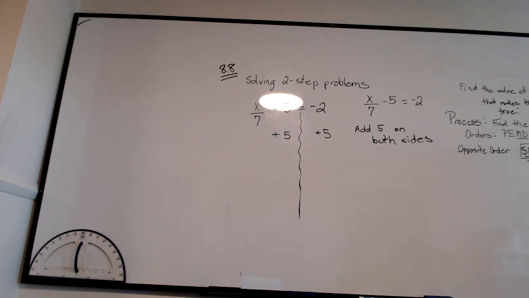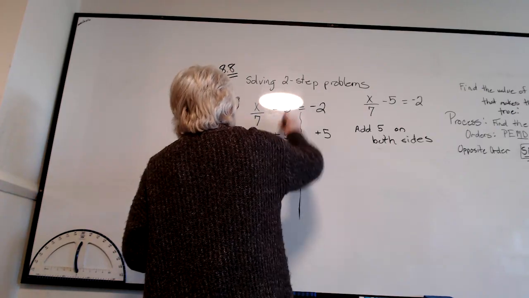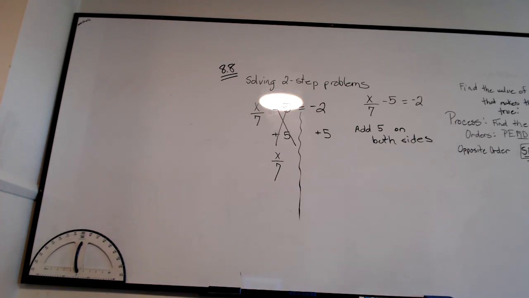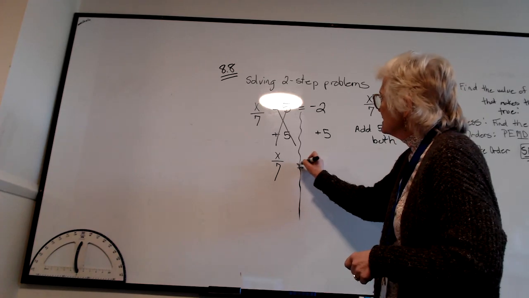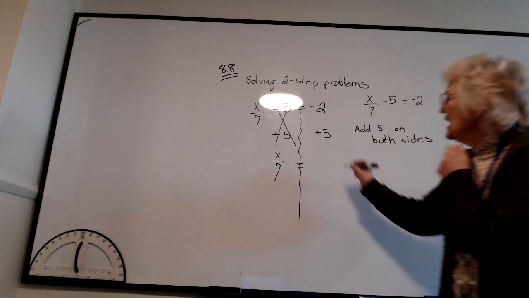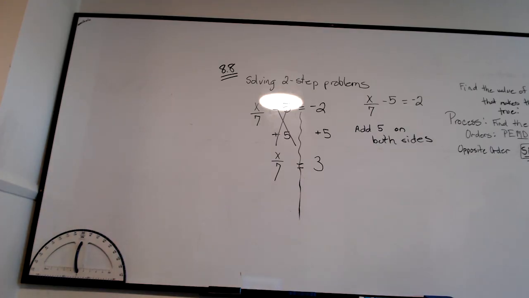Okay. Now, that gives me x over 7 because these cancel, giving me 0. I like to go like that to show that they cancel. So that gives me x over 7 equals, what is negative 2 plus 5? Peyton, what's negative 2 plus 5? That's correct. That is 3. Okay, so we have to do the work on that side.